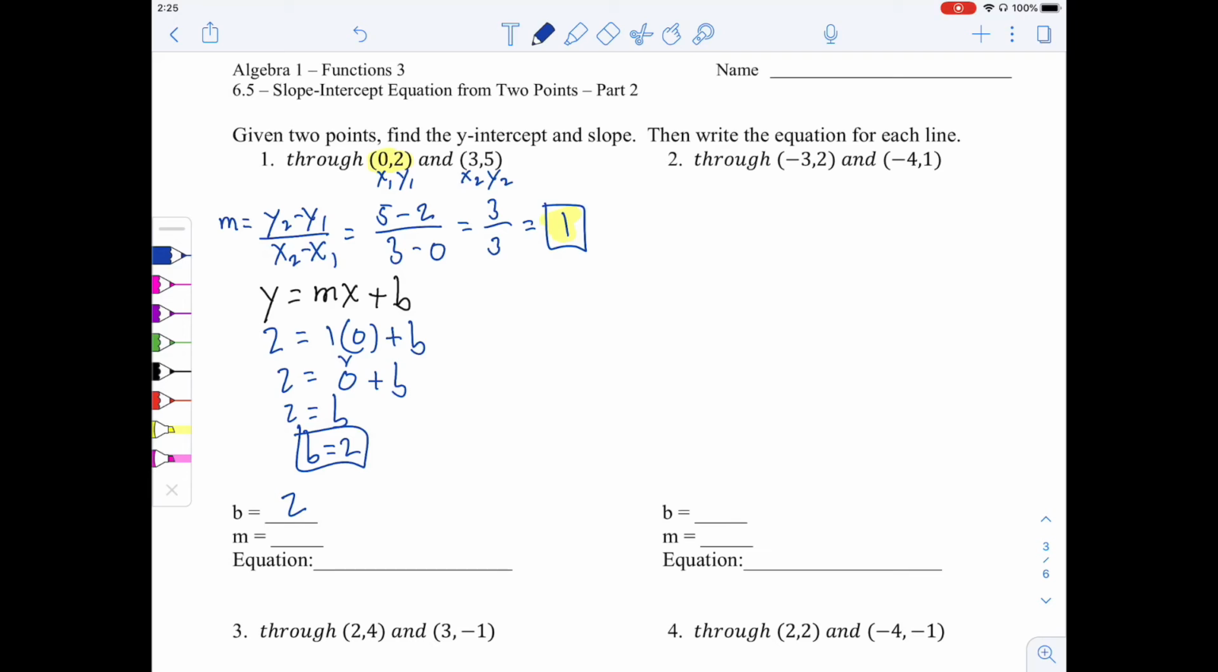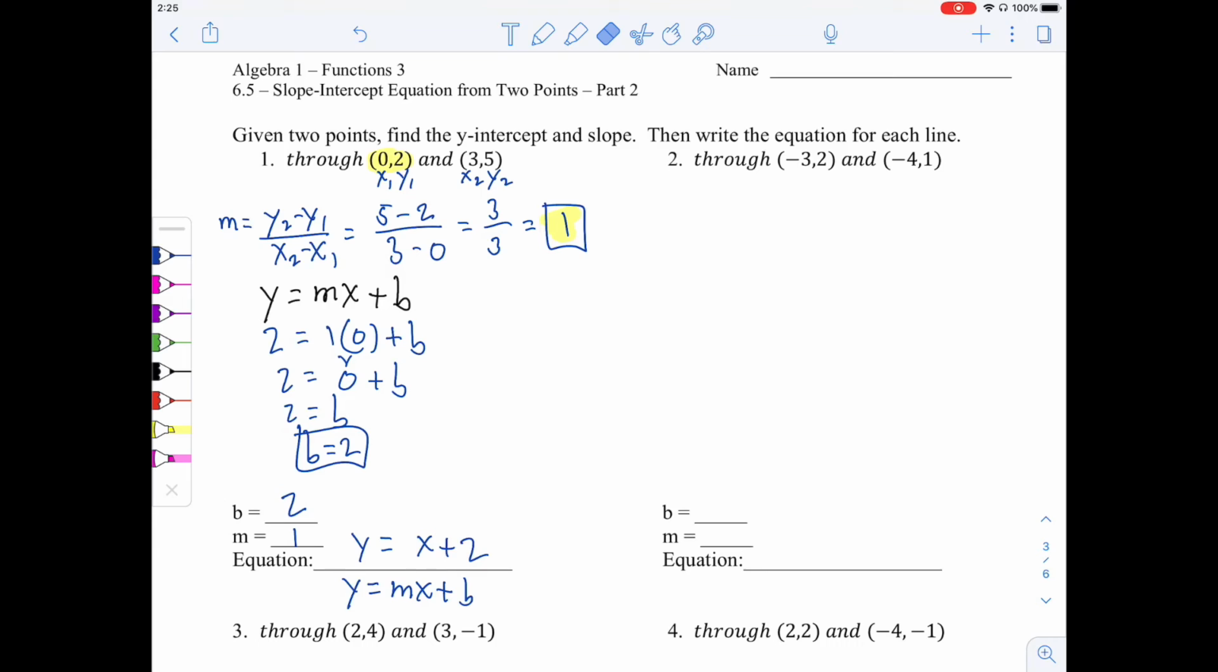Our m is 1. So our equation, when comparing it to y equals mx plus b, is y equals 1x plus 2. And the 1 disappears, so you don't need it. It's just going to be x. So y equals x plus 2.